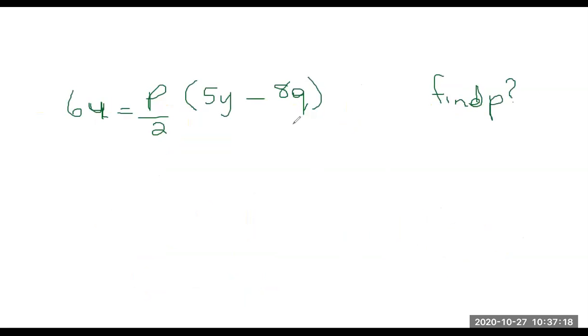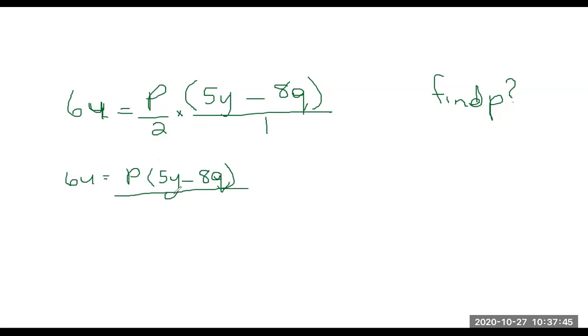For this one, it says find p. P is right here. I need to get it by itself. This is over 1, right? That's the imaginary 1. So I'm going to rewrite this, because these are multiplying. That's going to be 5y minus 8q over 2.